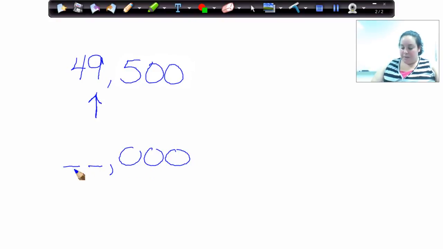Okay, but we want to know if we should change the 9. So we look at the place right after it, which is a 5. Since it's a 5 or bigger, we're going to round up. What do we do with that 9 if we're going to round up on the 9? We have to make the 9 into a 10 and then carry the 1 from the 10. So this will become a 10, and we're going to carry the 1 from that 10 and add it to the 4. So it comes over like this, and we get 50,000.